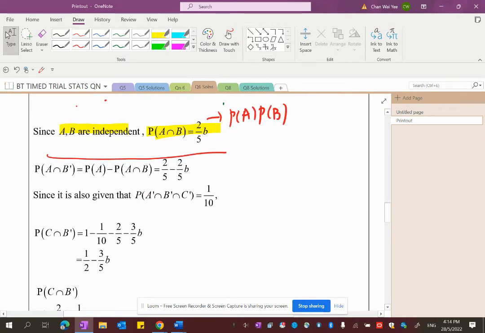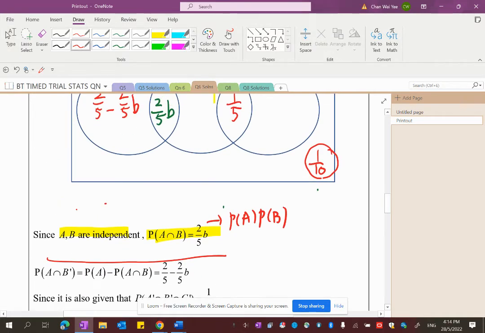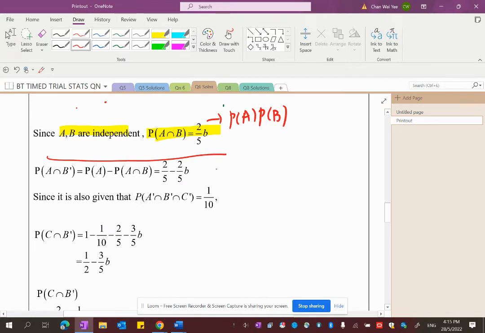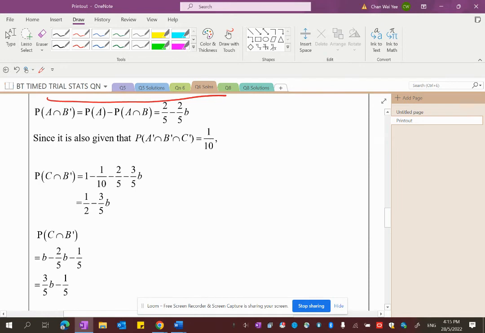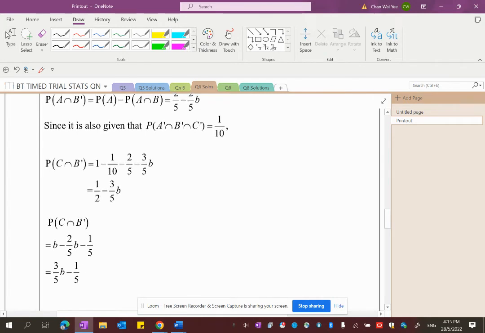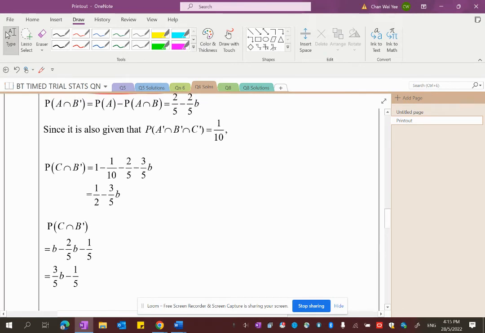So therefore, the steps shown here are how you get A intersect B complement, which is this step. We also settled 1/10, which is outside P(A union B union C). Then we move on to this part: C intersect B complement.